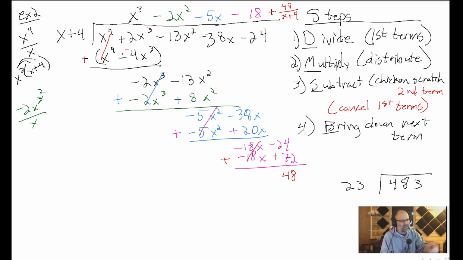So if you haven't already, write those down. Dirty monkeys smell bad, and just try to be as detailed as possible. If that whole chicken scratch, just the second term, cancel the first, is confusing to you, then ignore it. Just subtract that binomial. When you subtract a binomial, remember you have to subtract both terms in the binomial. So do what is successful for you.